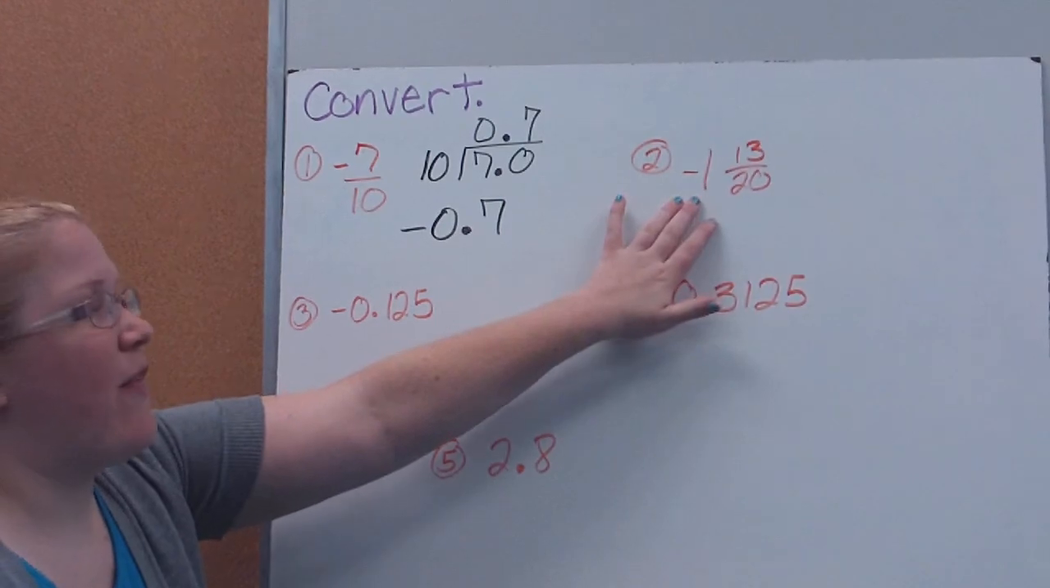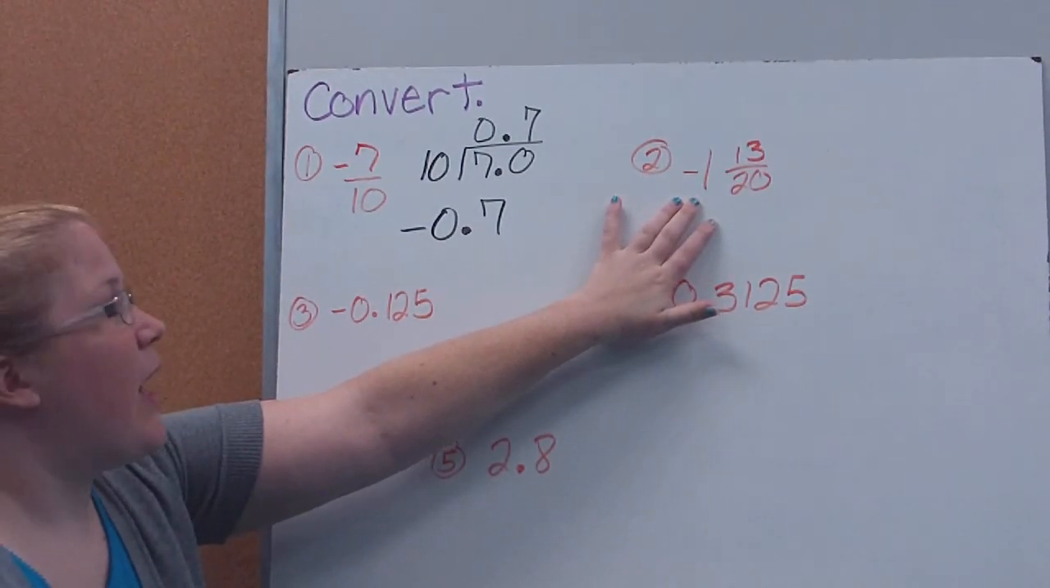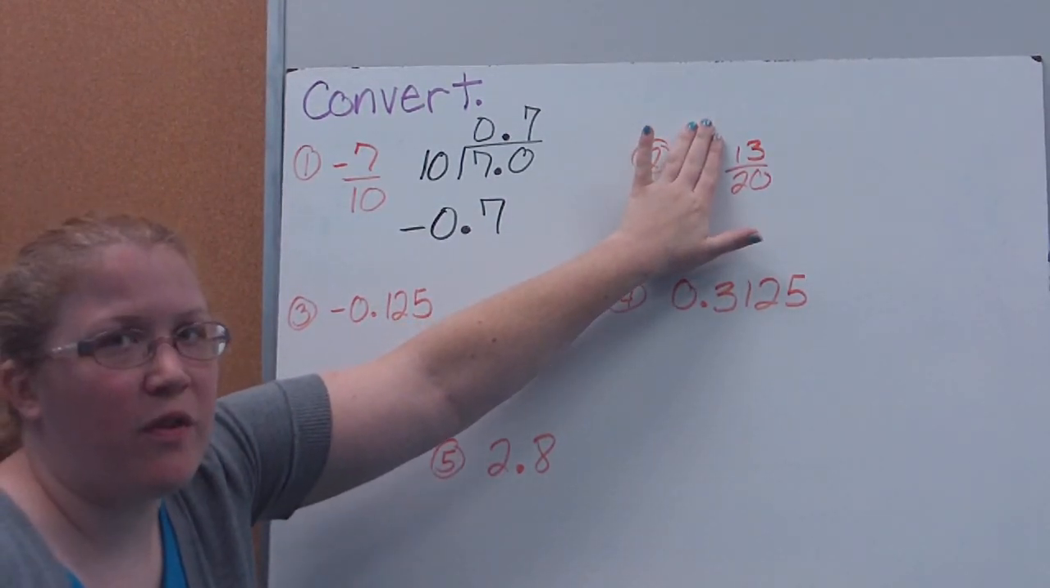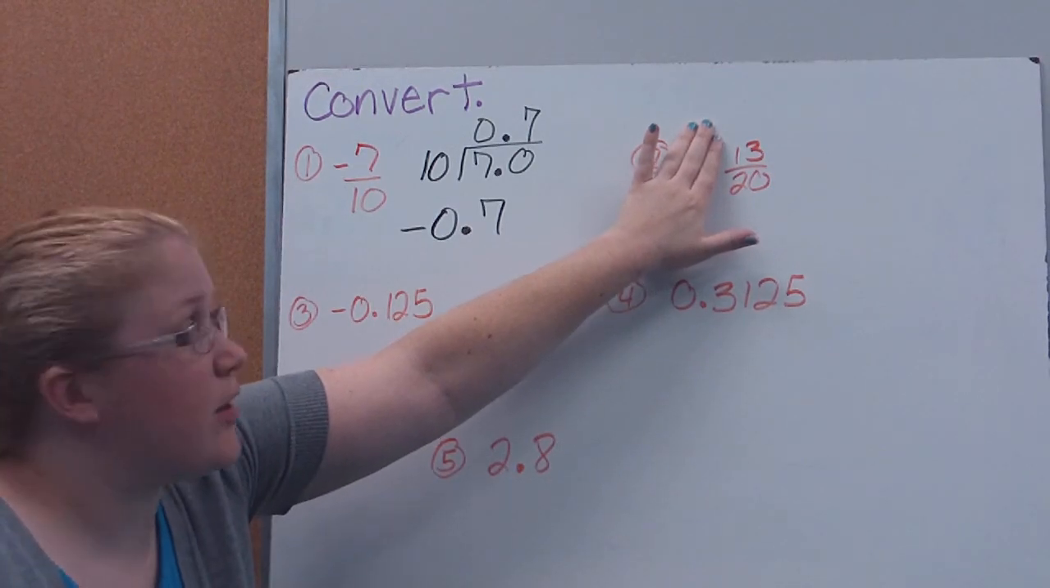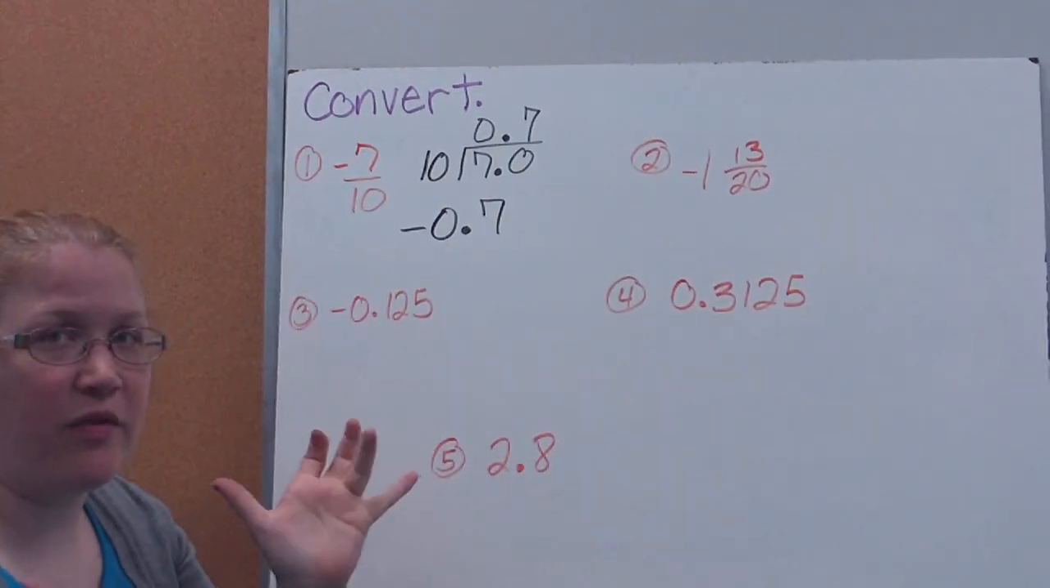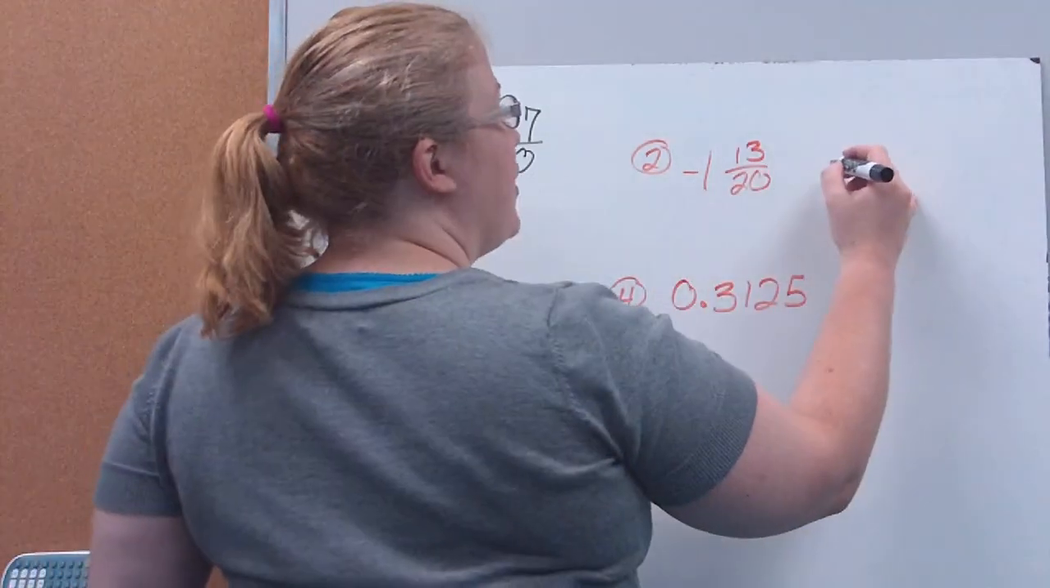Over here, you'll notice we have a mixed number. So what I would do is I would just ignore this 1 for right now. We're going to put it back in when we get our answer, but let's just look at the fraction and figure out what the fraction is as a decimal. So I have 13 twentieths.